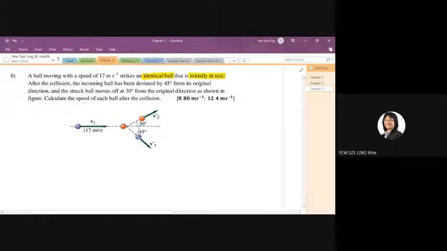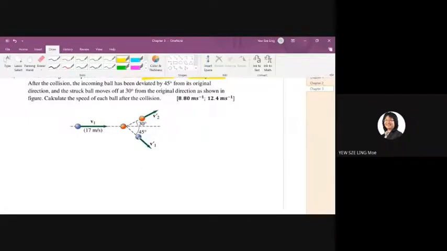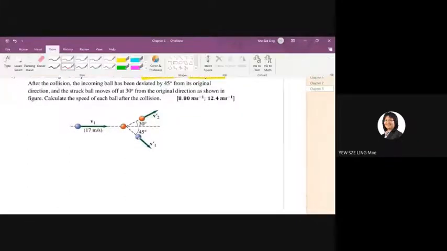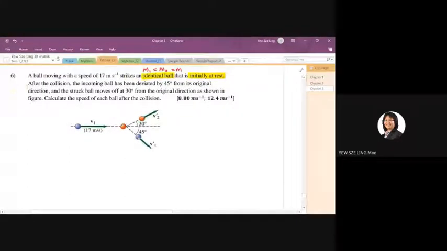Now, what does it mean by identical ball? When the question tells you two objects are identical, it carries the meaning M1 equals M2. So in this case, we are going to use M for both of them. After the collision, the incoming ball is deviated 45 degrees from the original direction, and the struck ball moves at 30 degrees from the original direction as shown in the figure.